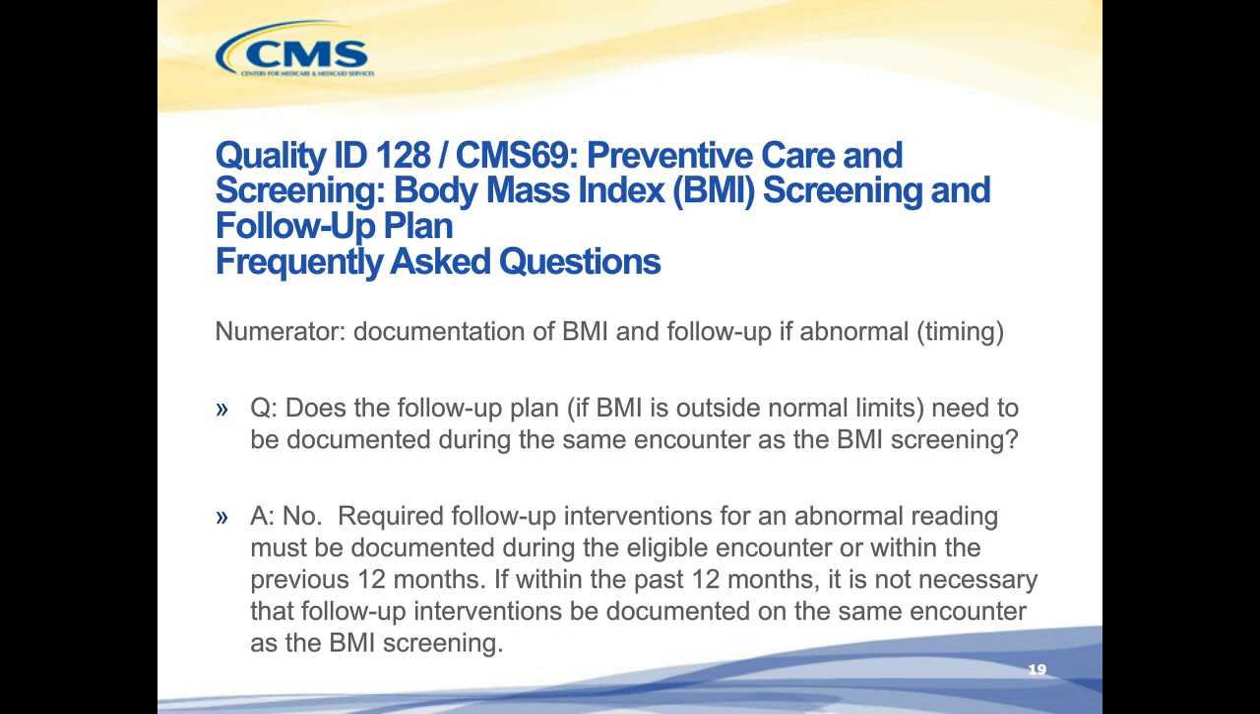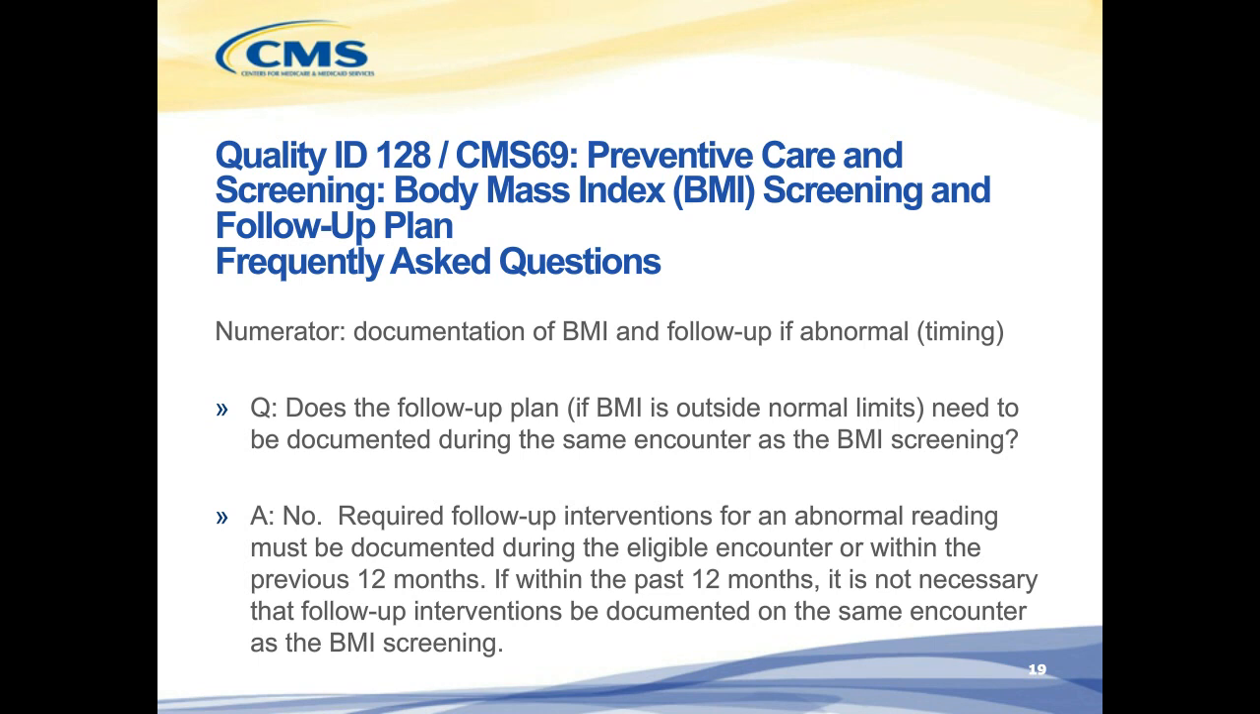Okay, next question. Does the follow-up plan, if the BMI is outside of normal limits, need to be documented during the same encounter as the BMI screening? No. The required intervention for an abnormal reading must be documented during that same period, either during the eligible encounter or within the previous 12 months. It does not necessarily need to be documented on the same encounter as the BMI screening.